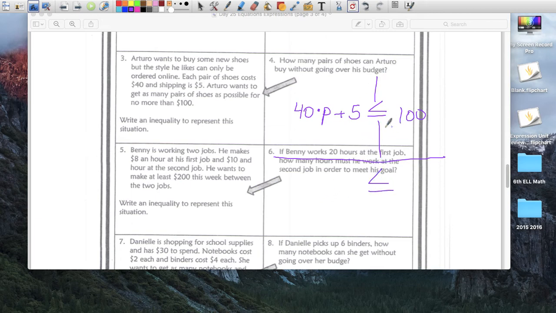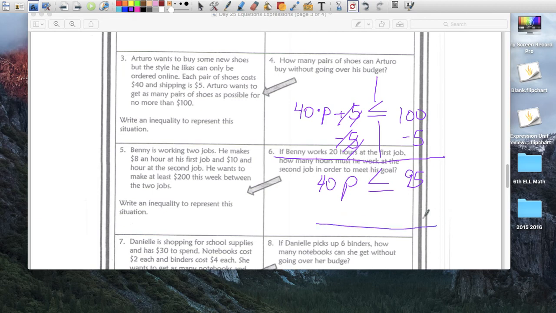What's the number you want to get rid of first? Well, you want p all by itself. You want to isolate this. You want to get rid of the 5 and the 40, but you get rid of the 5 first. So you do minus 5 here, minus 5 here, and that's 95. 100 minus 5 is 95. This 5 and that 5 cross out, becoming a 0, and I have 40p left. So now I have 40p less or equal to 95.